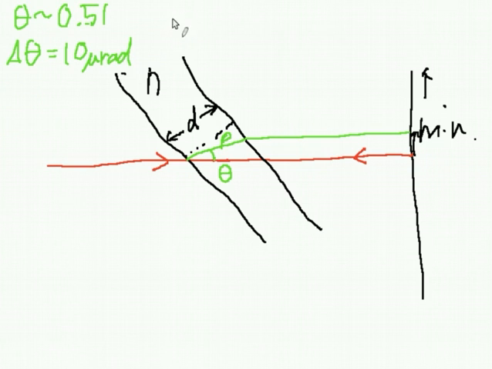In that case, there'll be a change in p, which is about 5 times 10 to the minus 11 times p, which is going to give us a path length change of about 500 nanometers.